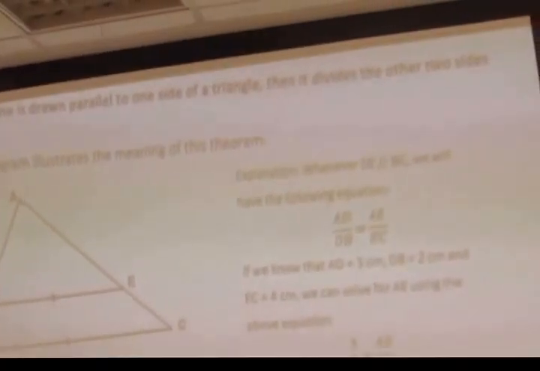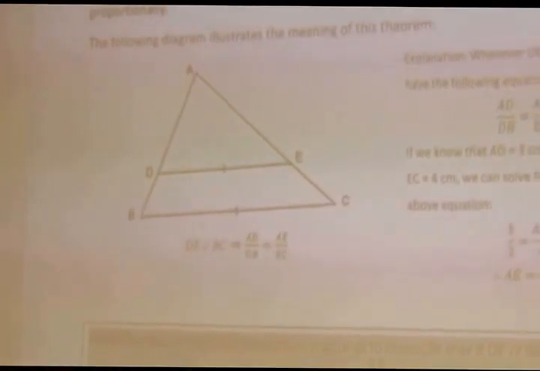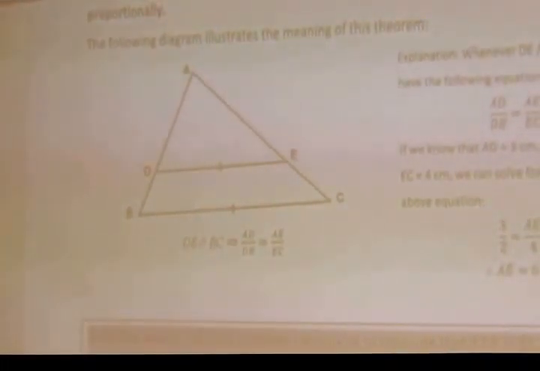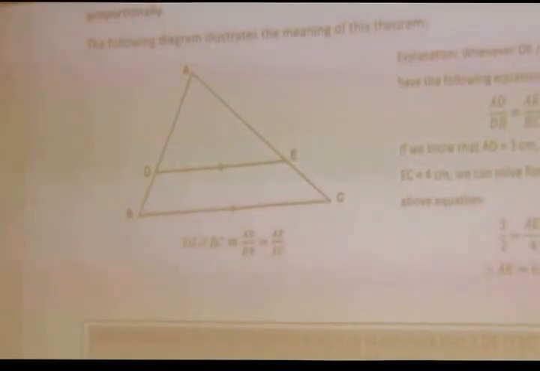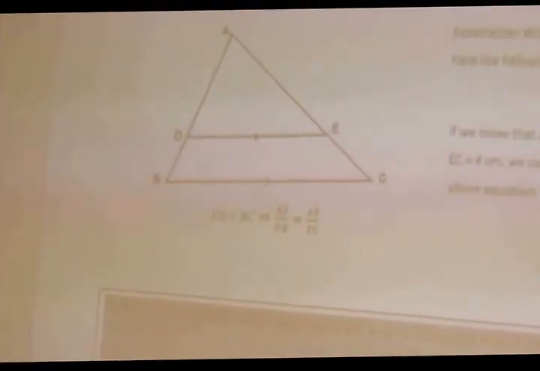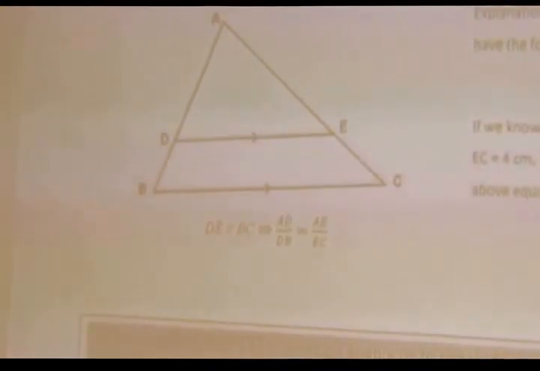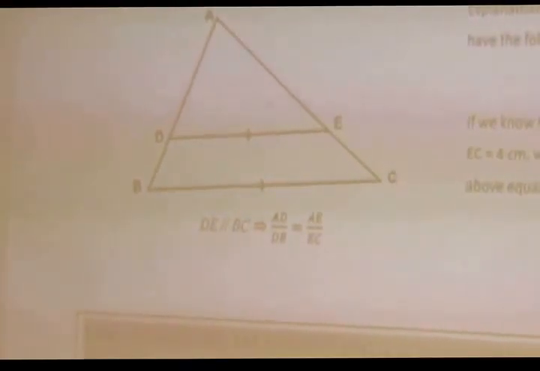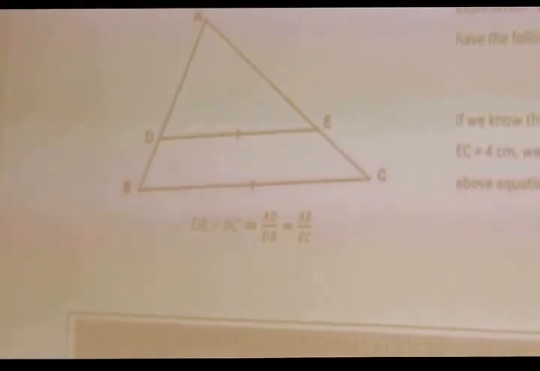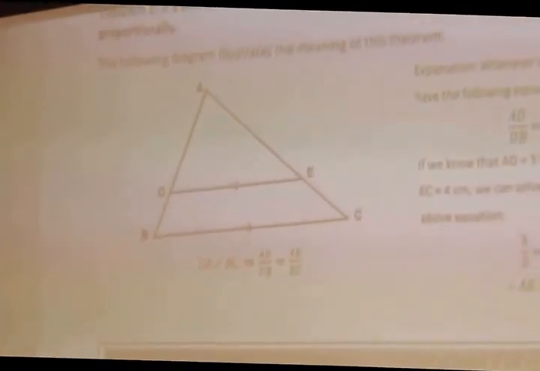The converse will say, if AE over DB is equal... sorry, let's get the converse right. If in a triangle you've got these two points D and E in such a way that AD over DB turns out to be the same as AE over EC, then you'll conclude what? That line DE must be parallel. That will be the converse.